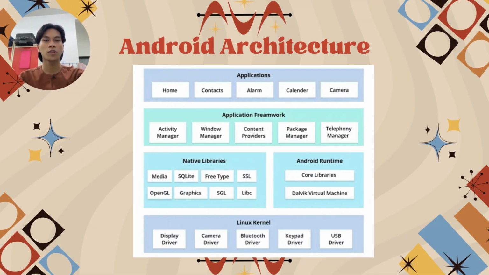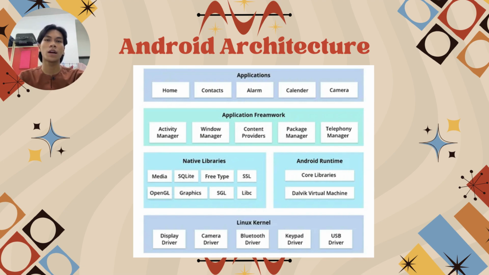So for this slide, I will show you about the architecture of the Android operating system, which is organized into several layers. At the bottom of the architecture is the Linux kernel. The Linux kernel is responsible for directly managing the device hardware. It controls components such as camera, display, Bluetooth, USB and input devices through hardware drivers. This layer also handles core system functions like memory management, process control and also security enforcement.